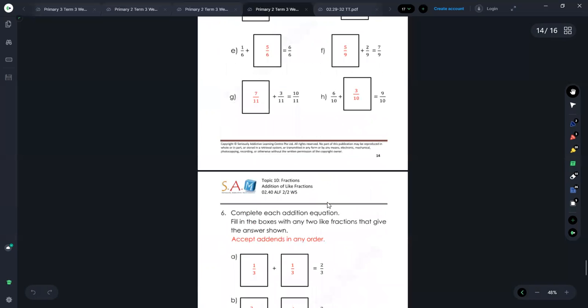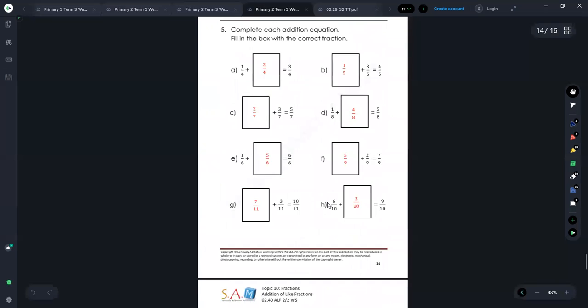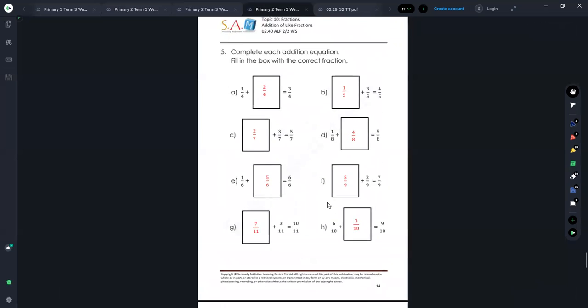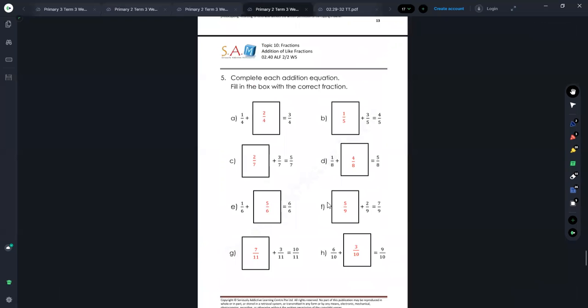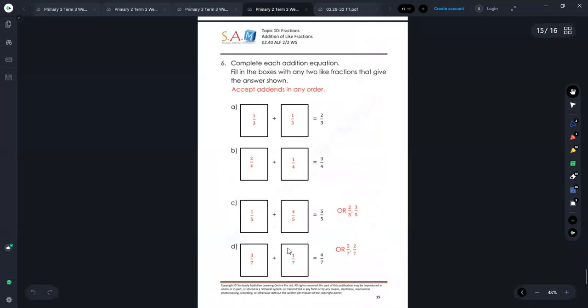Get them to do perhaps page 14, G and H. Which fraction plus 3 out of 11 equals 10 out of 11? Same thing: 10 out of 11 minus 3 out of 11, 10 minus 3. Or just think which number plus 3 equals 10.